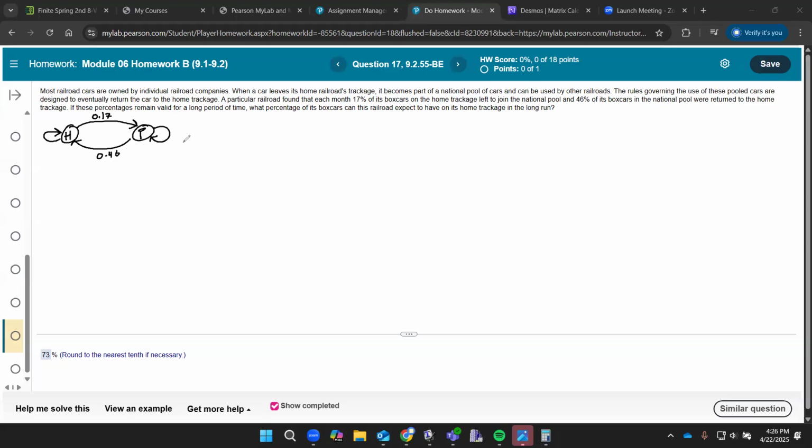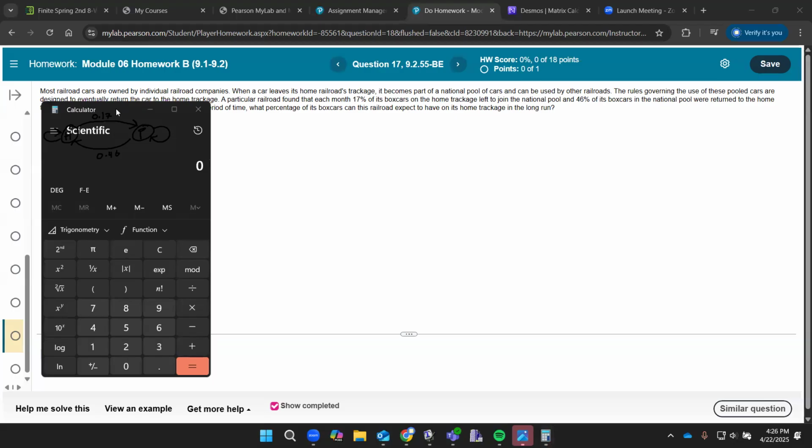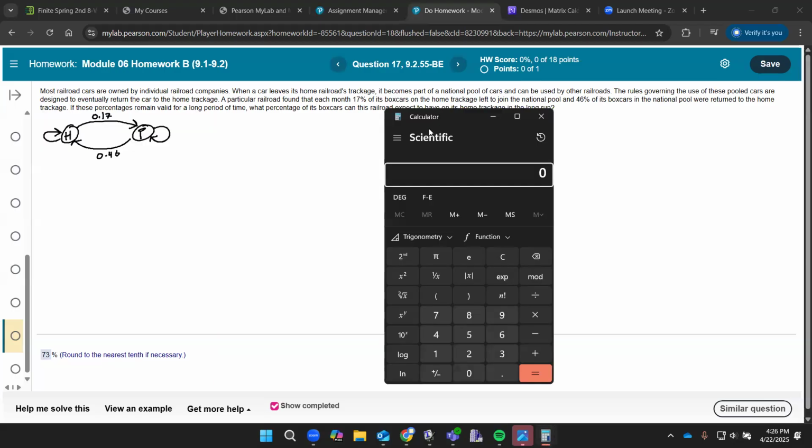Now I claim that all of this has to add up to 100%, or each one. So for instance, if we have the 17%, then this has to be 83% that it just stays in home. And then with the 46%, 1 minus 0.46 is 54%.